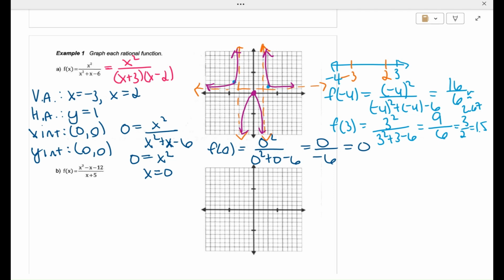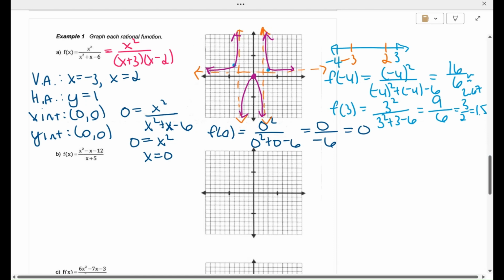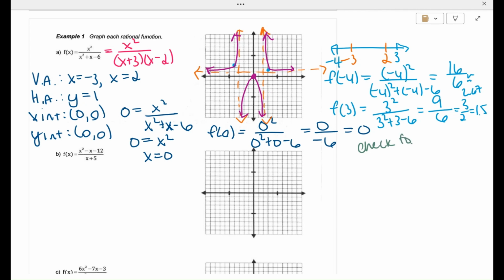Okay, the last thing I need to show you, and this is something that's new. So the graphing part was new today, but everything else we really knew how to find. This is completely new. I have to check if it crosses the horizontal or slant asymptote, because we have a horizontal asymptote. We have to check if it crosses it. So off to the side here, we're going to say check for crossing horizontal asymptote.